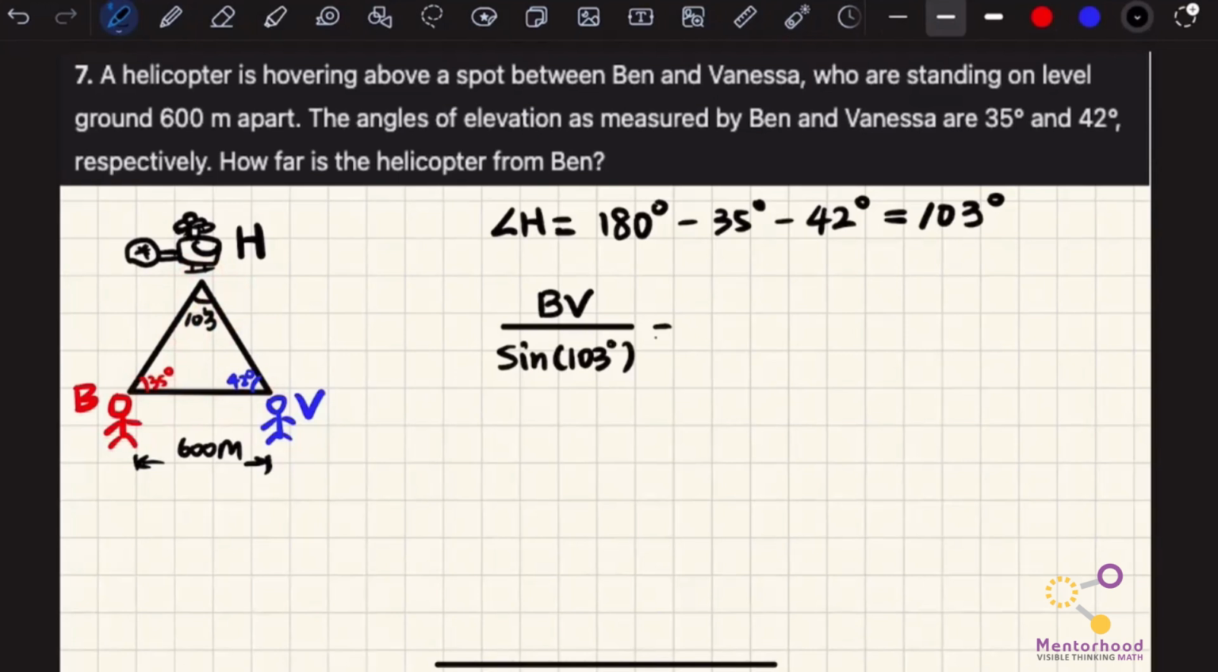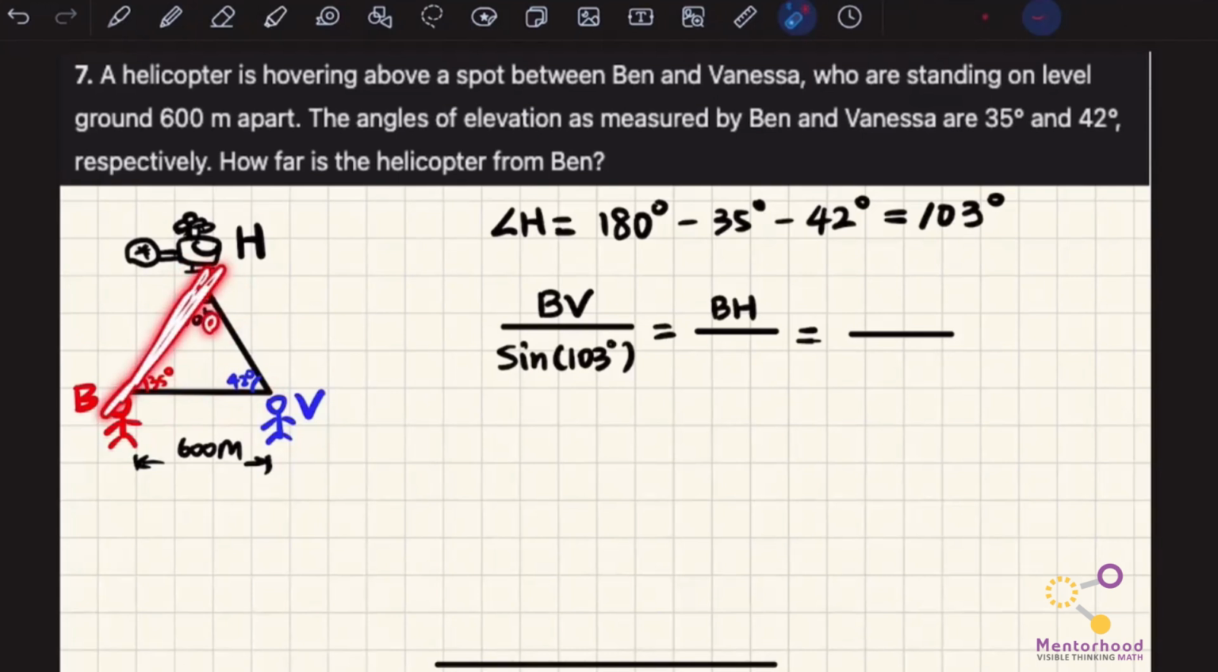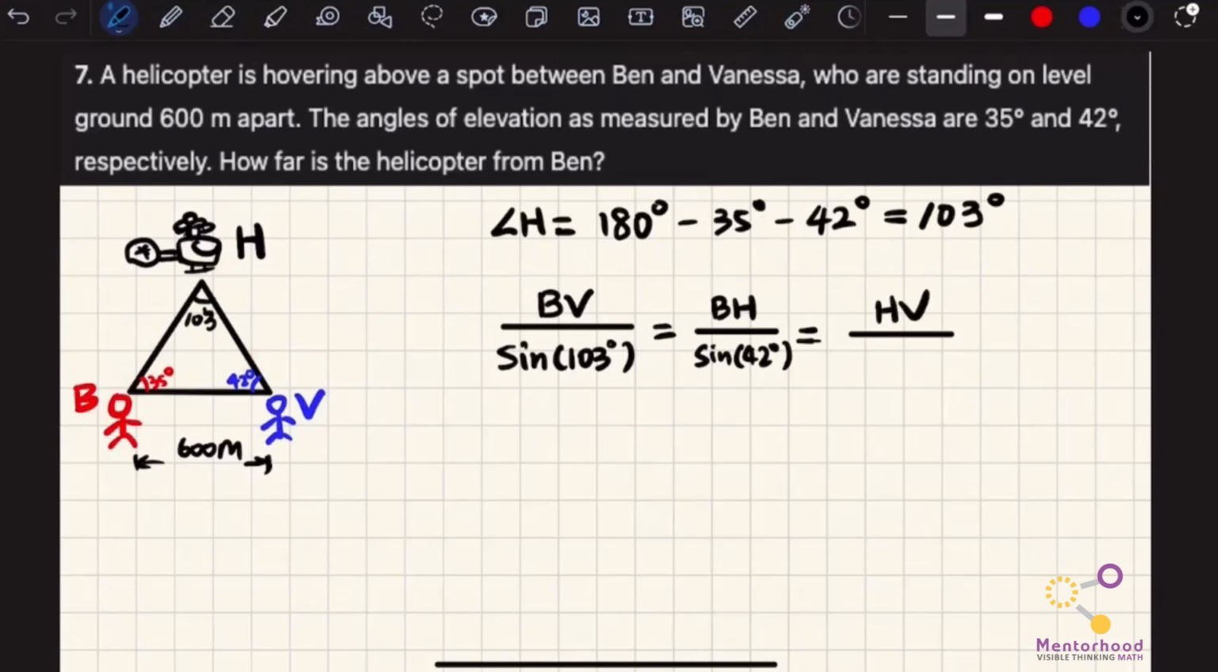Okay, should be the same as BH, this side. What's the opposite? Well, look at that. It's looking at this angle here, which is 42. So sine 42 degrees. Over HV, where is it? It's here, pointing to this guy, which is 35 degrees. Sine 35 degrees. Okay? Let's solve it.